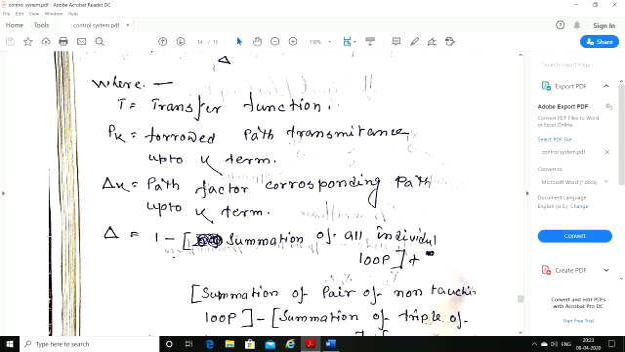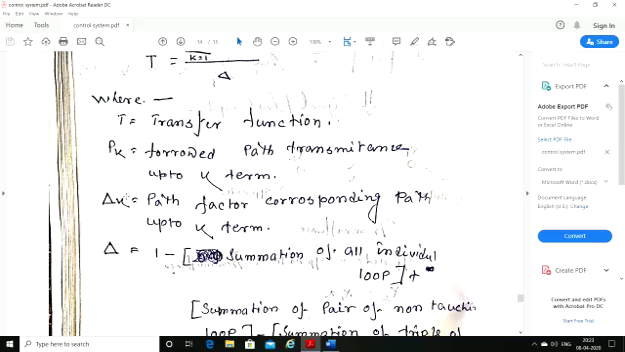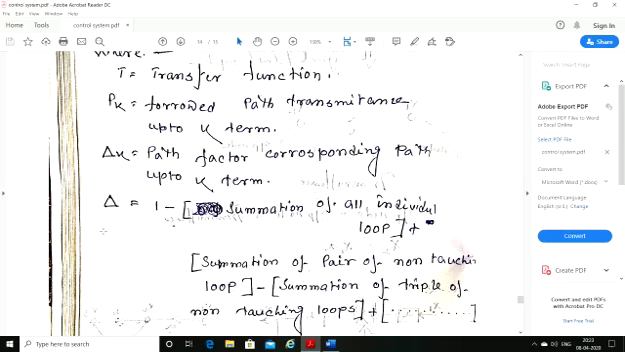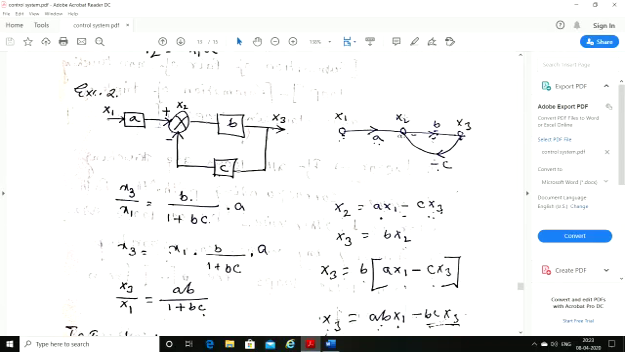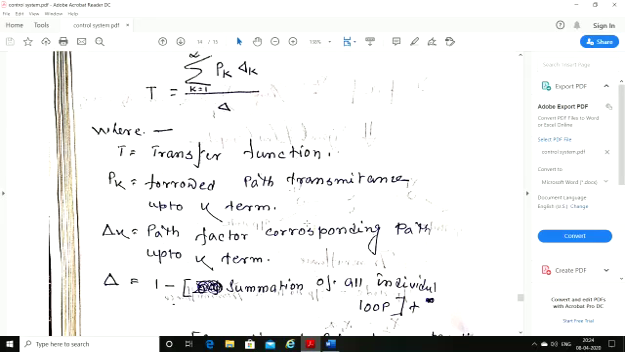It will be up to k terms, del k equal to path factor corresponding path up to k, and this del it be found out by 1 minus summation of all individual loops. Individual loops mean those loops which will be created. The loops mean when a point will start to flow and come out at this node. Okay, so we will see from x2 it will go to the x3 and then by the help of feedback minus c come into x2. So this is a loop. Okay, so these are the individual loops.